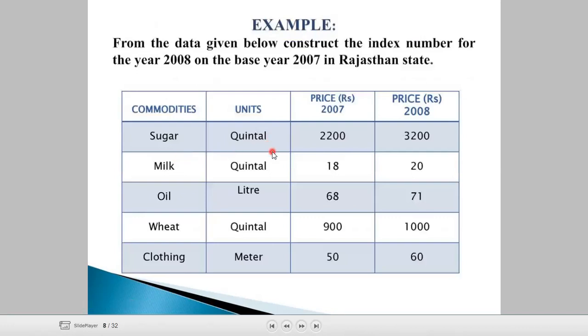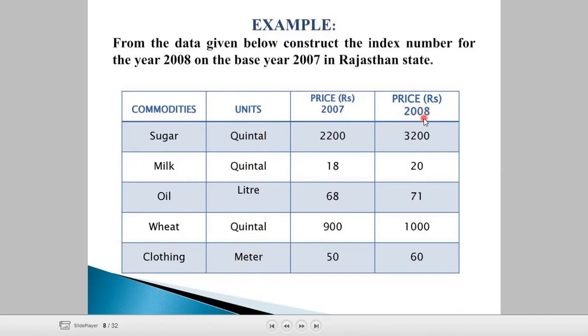So here you can see that there is a numerical on your screen, which has some commodities shown in the first column like sugar, milk, wheat, clothes, and in the second column you can see their quantity in various forms. This is not going to affect our calculation. We are going to mostly focus on the prices of various quantities for two different years. Now here you can see the price for 2007 and here the price in rupees for 2008.